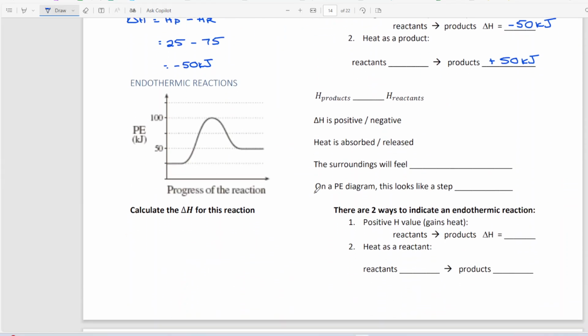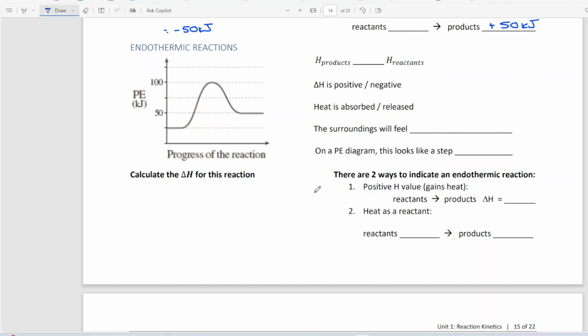All right, so let's do the exact same thing for an endothermic reaction. If you feel like you've got it, feel free to pause the video and do it. But we're going to go piece by piece. So for this one, when we look at it, we've got my reactants, and the heat content of my reactants is 25 kilojoules. And then over here, you've got your products, and the heat content of my products is 50 kilojoules. So if I was going to calculate delta H, it's the heat content of the products minus the heat content of the reactants. So it would be 50 minus 25, which comes out as positive 25 kilojoules.